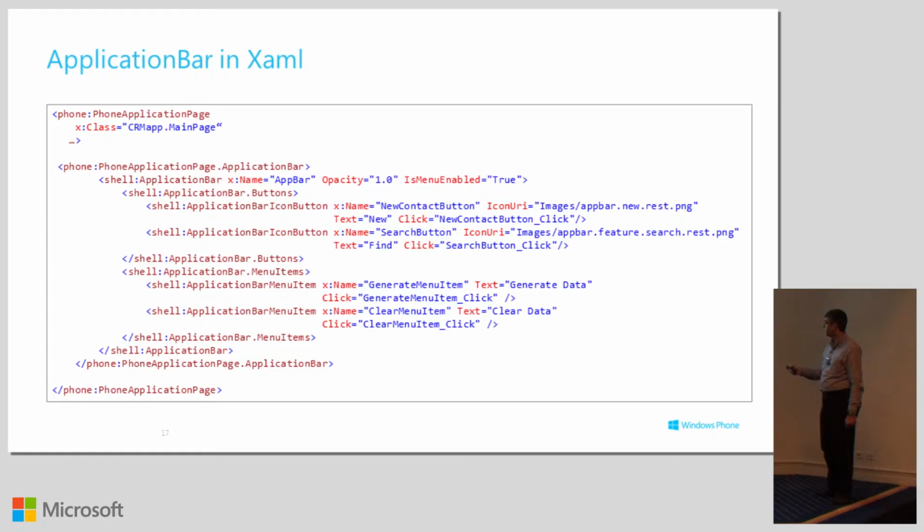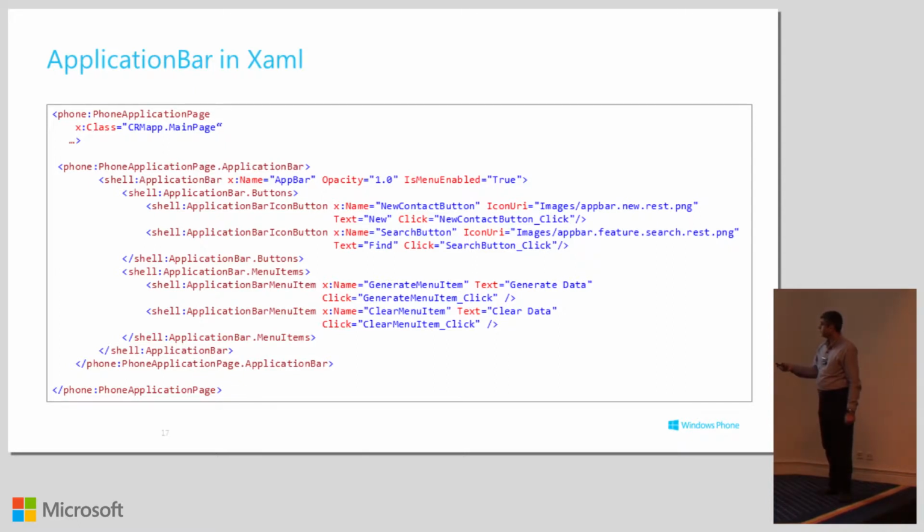I provided images. Now the guidelines are that you provide white images on a transparent background. You could use colored images, but then if you change the theme, they may interfere with your UI. If you use white with a transparent background, then the system is going to take care of the theming automatically. Clear? And then I have the menu item.